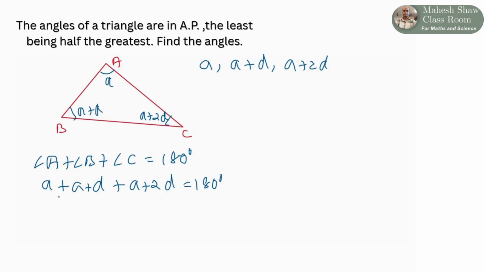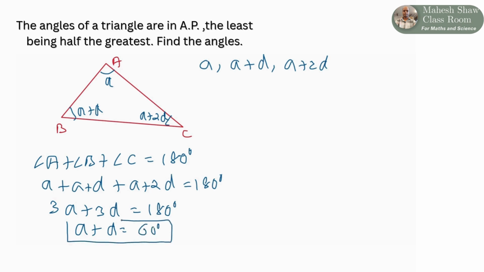Now simplifying it further, we can say that this is 3 times A plus 3 times D equals 180 degrees. Simplifying it further, we can say A plus D equals 60 degrees. So we got one relation between A and D. Now let's obtain the other relation.